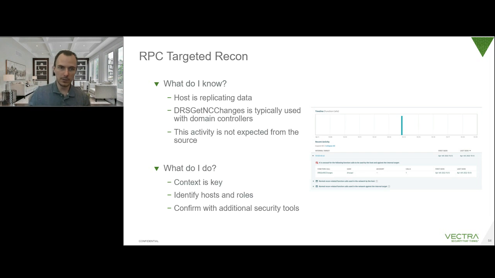So for all of this, context is key. What is the role of the host? What is the role of the destination? Is this an instance of maybe not having grouping correct in the system, or is this coming from a user machine, right? And again, using your additional security tools to find additional supporting evidence as to what's going on.